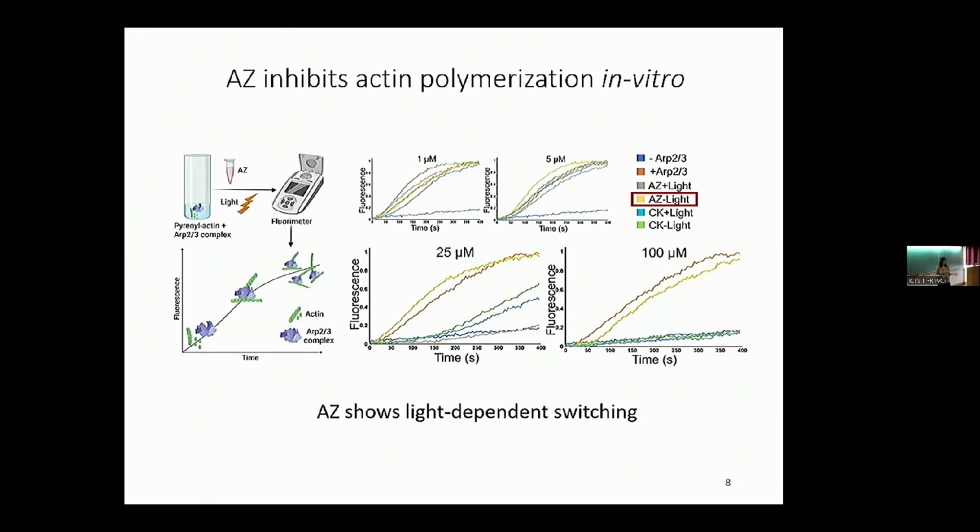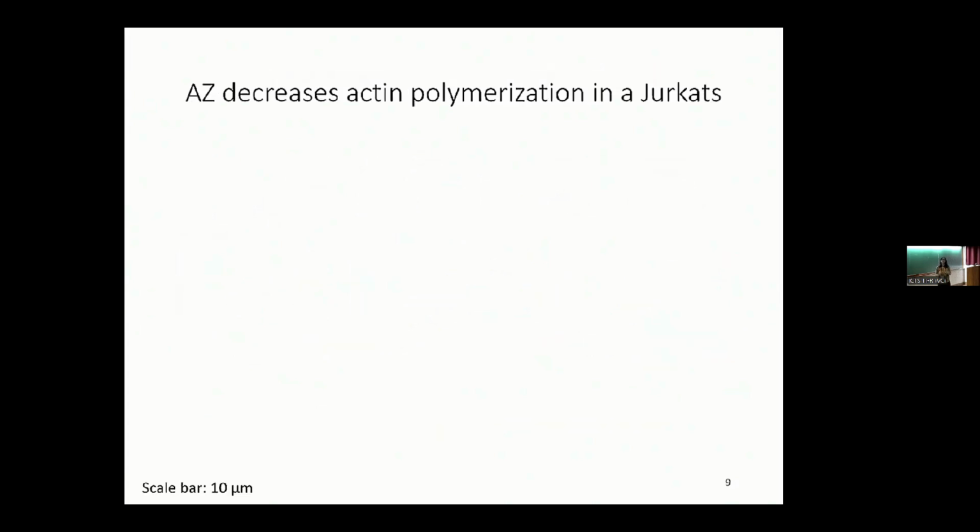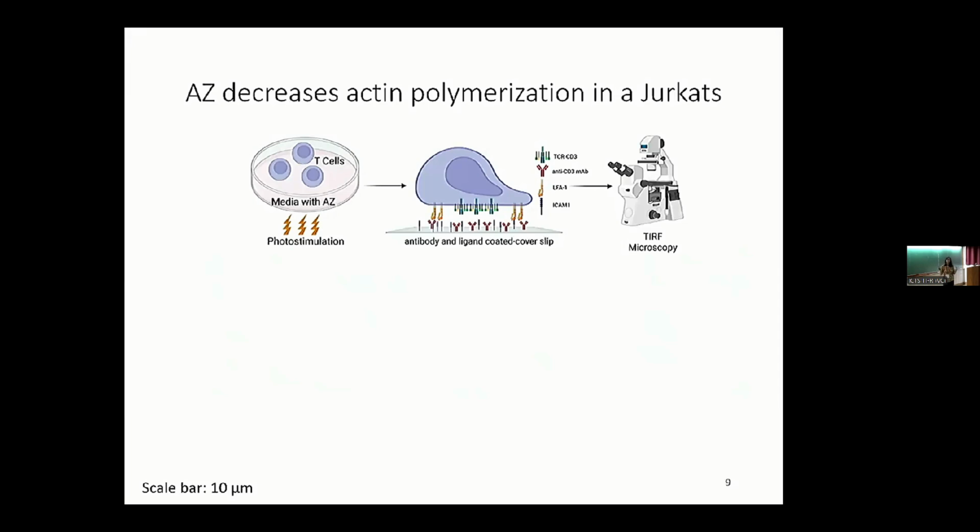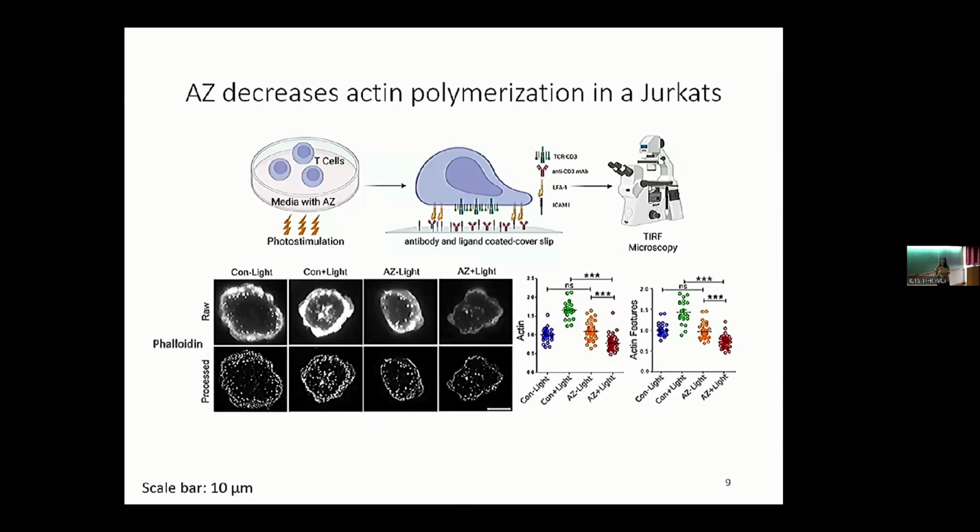So now we know it works in vitro, but does it work inside cells? That's what we did next, using Jurkat T cells that were suspended in media containing AZ and then photostimulated, and then allowed to adhere to ligand and antibody-coated cover slips, forming immunological synapses. And then we measured the level of actin at the interface using fluorescence microscopy. And in fact, we see in the case of AZ and light treatment, there was the most significant decrease in actin levels, indicating that the compound works inside cells.